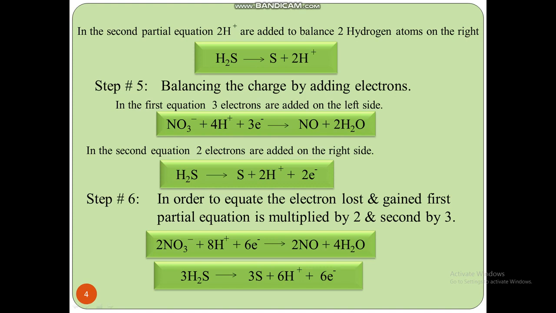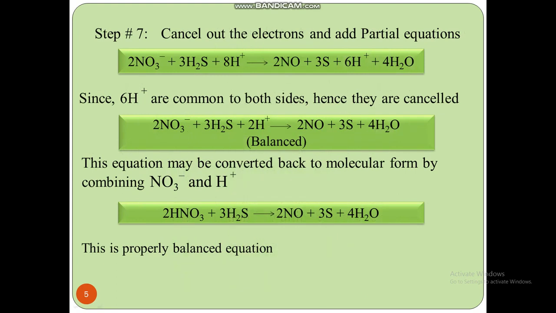And this is the second partial equation. We multiply the whole partial equation by 3. As you see on the screen, there are 6 electrons common on both the equations. In step number 7, we have to cancel out the same number of electrons and add the partial equations. So the new equation is this.